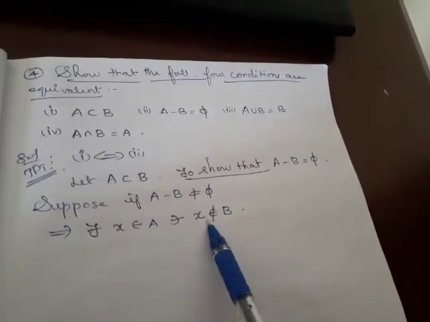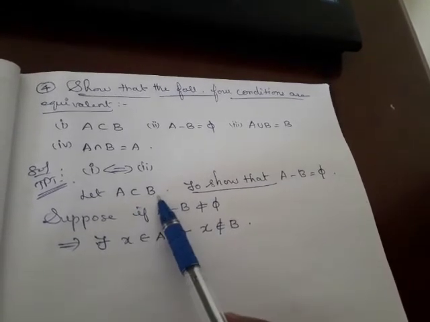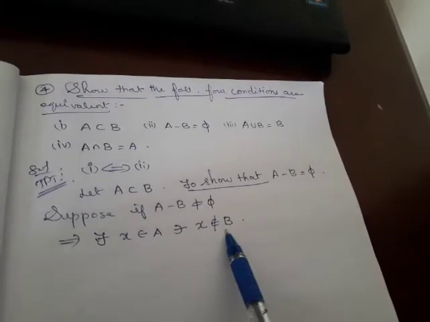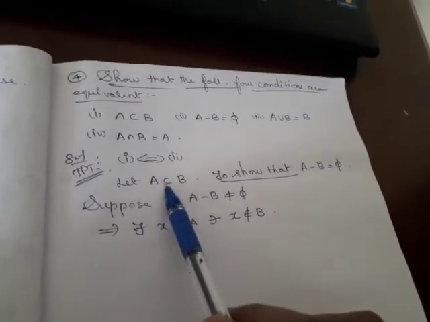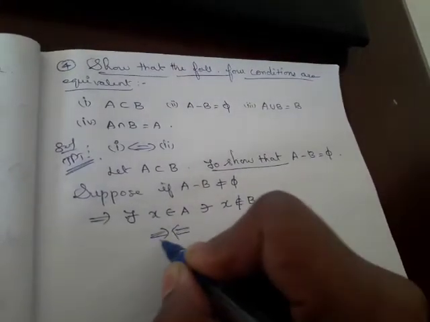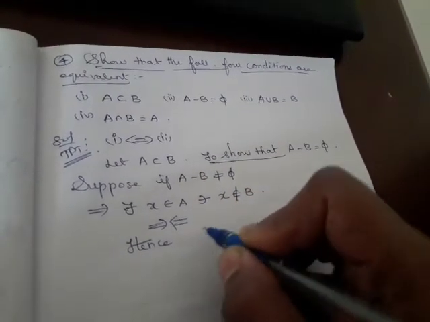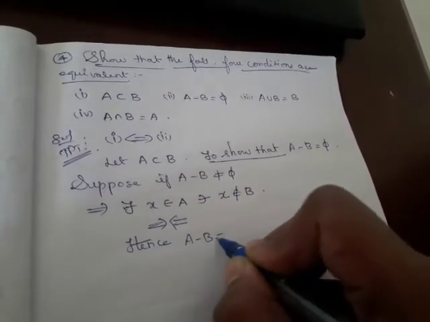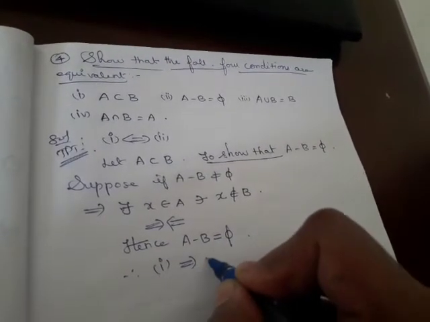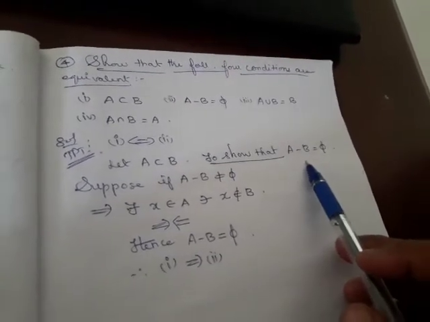But this statement won't hold good because A is a subset of B. We have assumed A is a subset of B. If A is a subset of B, every element of A should be there in B. So this is a contradiction to our assumption. If we put it like this, what does it mean? This is a contradiction. Hence, A minus B should be empty only. Therefore, statement 1 implies statement 2. If A is a subset of B, then A minus B should be empty.